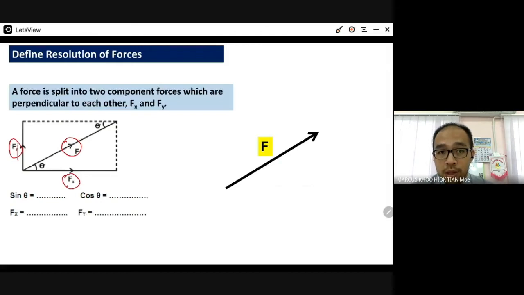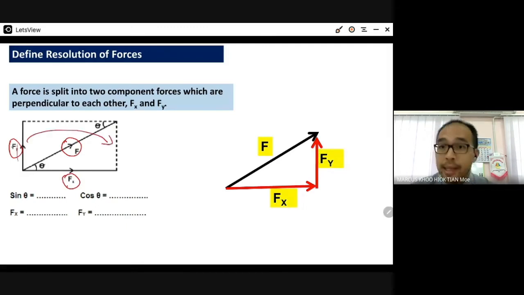So if I draw the triangle, it will look like this. The Fx, and then the Fy, I move it to this side, make it like a parallelogram. And then I put the angle of theta down here. So let's come back to this.